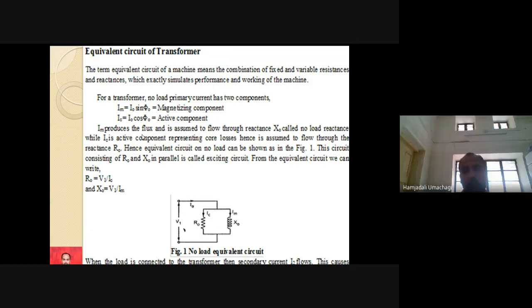Remember. Okay. For a transformer, the no load current has two components. Which are those? The no load current I naught has two components. One is Im, which is given by I naught sin phi naught, and this is the magnetizing component, and this is Ic, that is I naught cos phi naught, which is responsible for total core loss, that we call the active component.